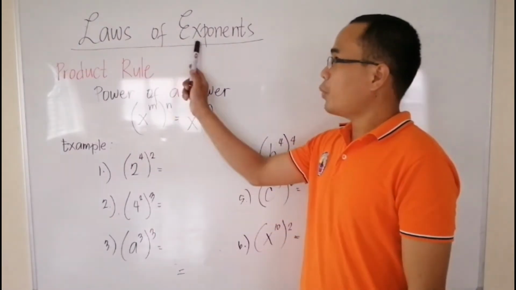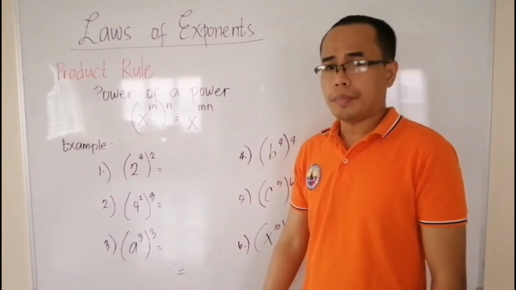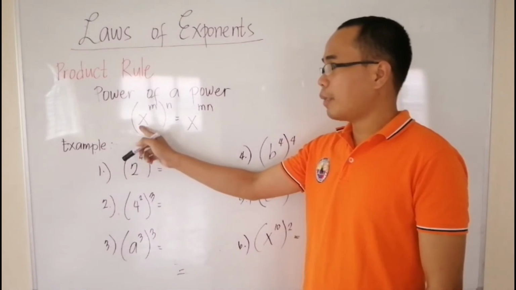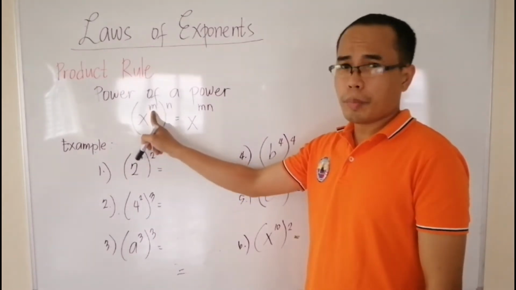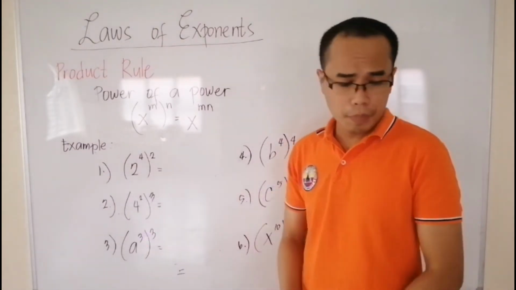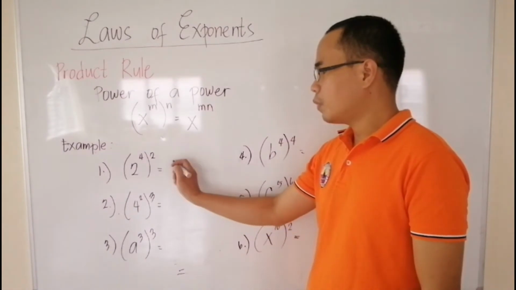Under the law of exponent of product rule is power of a power. So ito na example natin dyan. So kapag makita kayo ganito mga example, may exponent dito, may exponent sa labas, so minumultiply na natin yan. For example number 1, so ito, so copy lang natin yung base na 2.